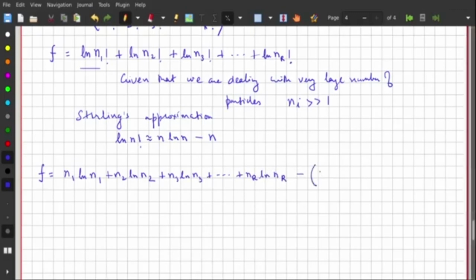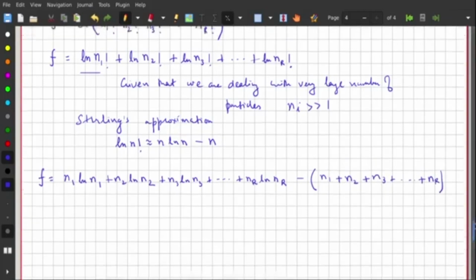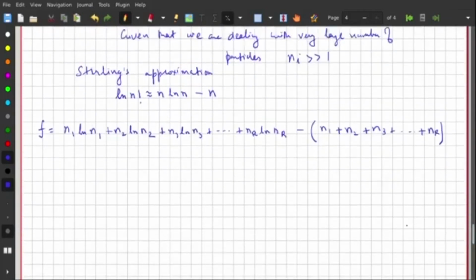minus n1 plus n2 plus n3 plus dot dot nr. So that's our function which we want to minimize subject to the constraints of a fixed number of particles n and a fixed total energy E.